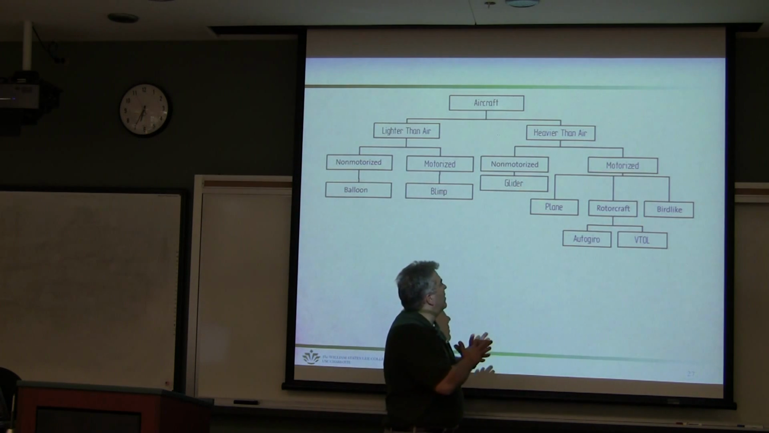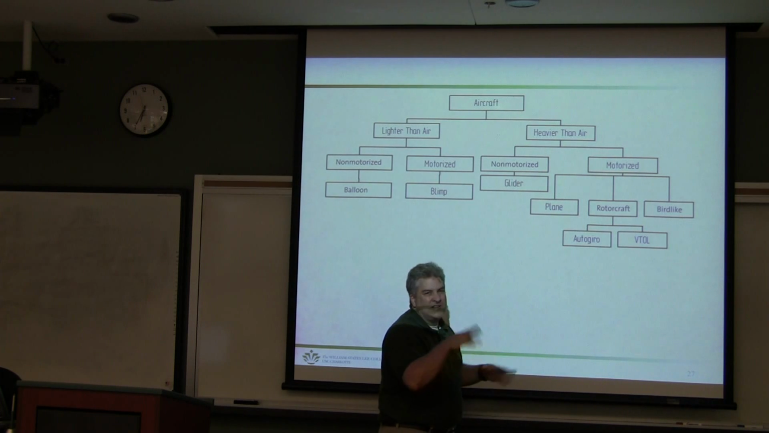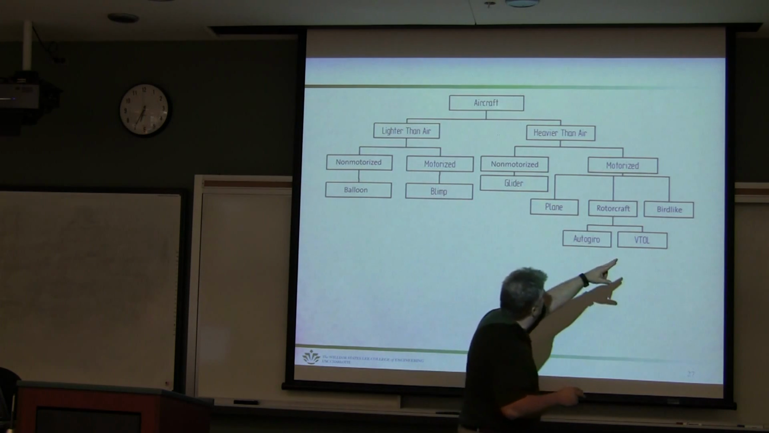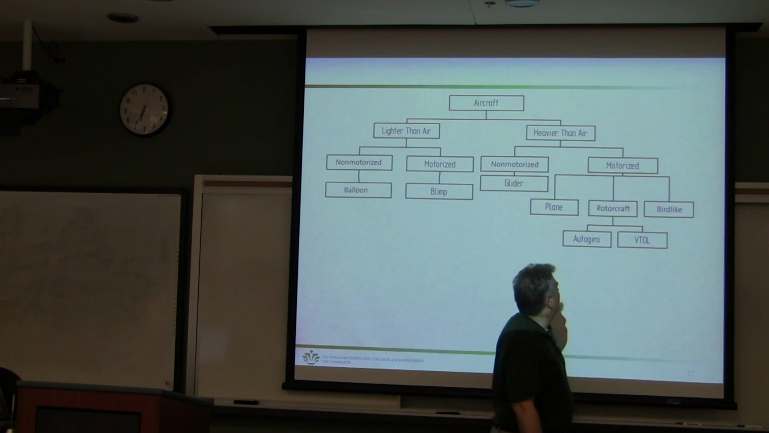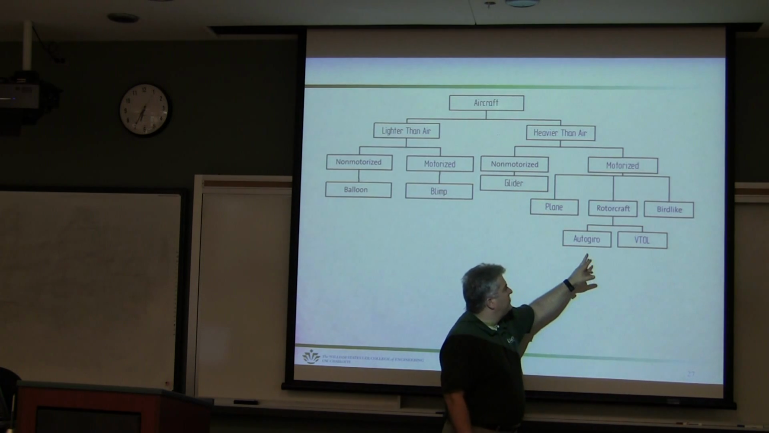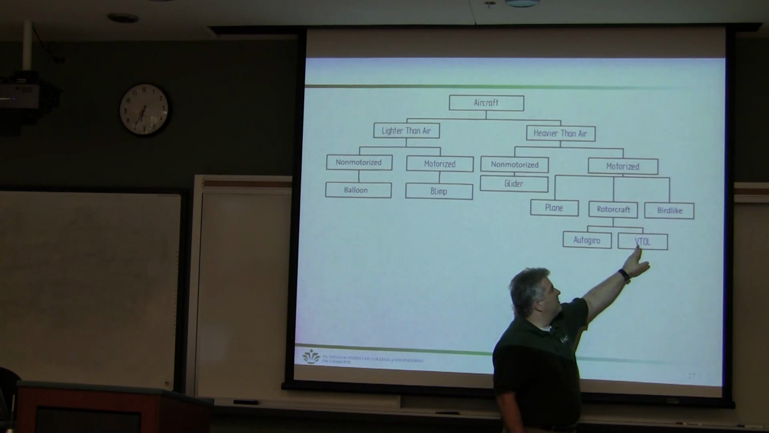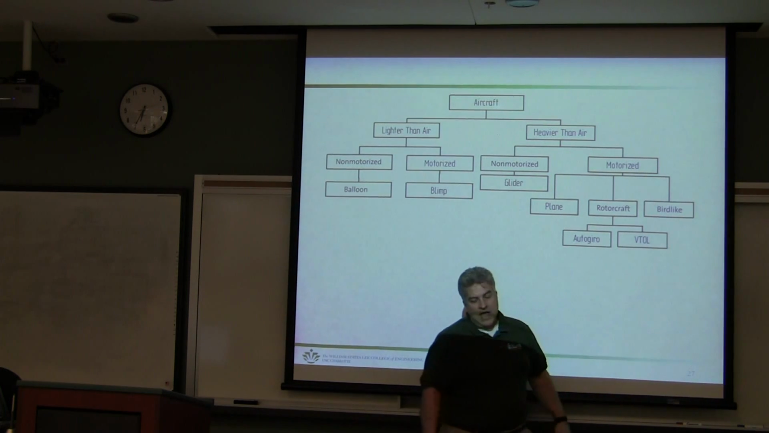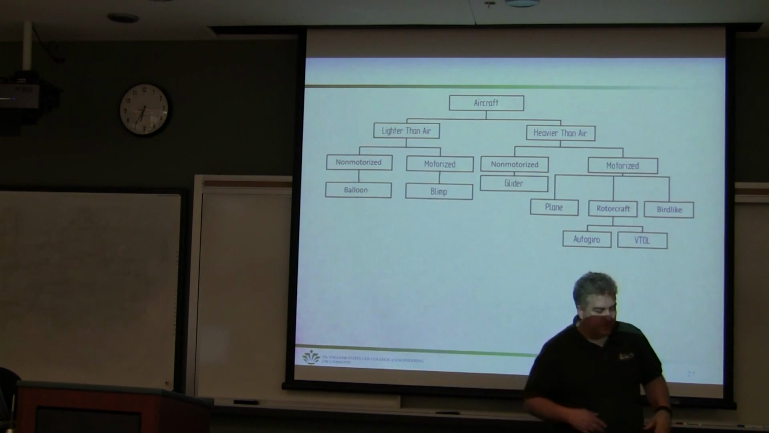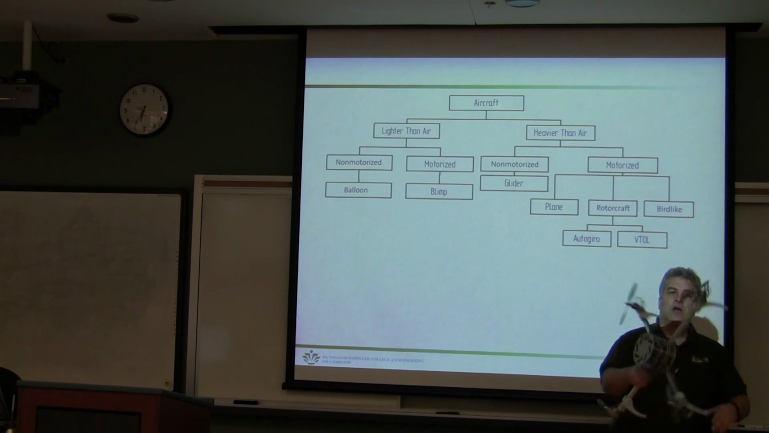So in heavier than air, we have non-motorized, which we don't really care about, but we worry about things like planes, rotorcrafts, and other bird-like devices. VTOL is vertical takeoff and landing. And what you will find for something like that is a quad rotor.